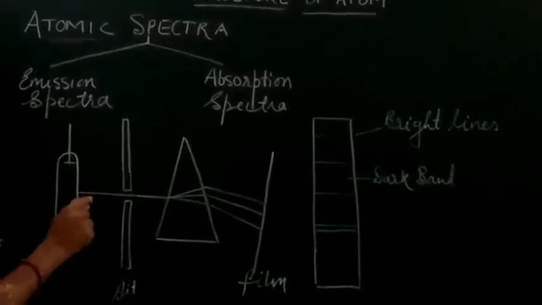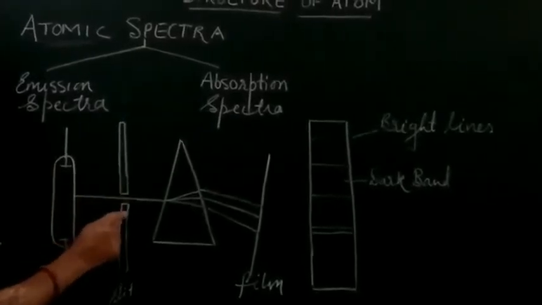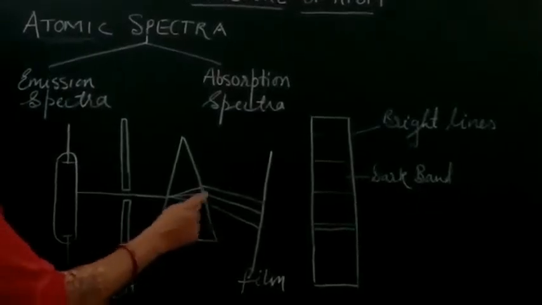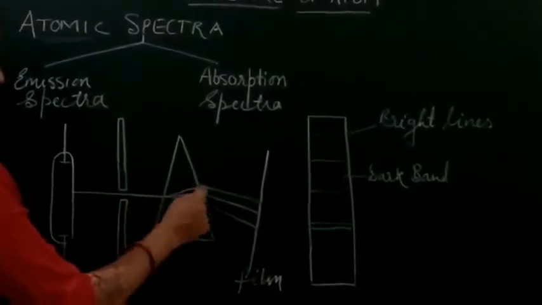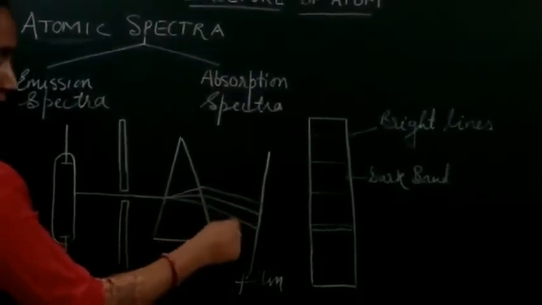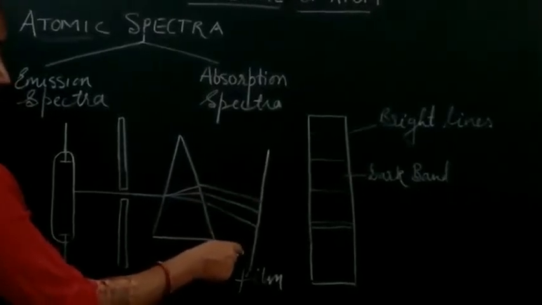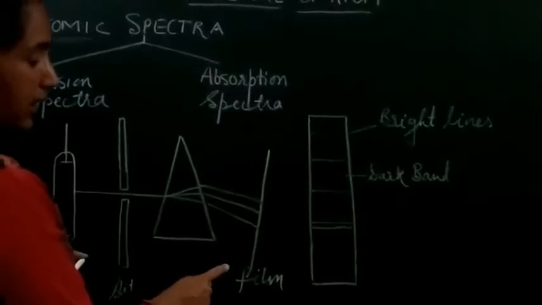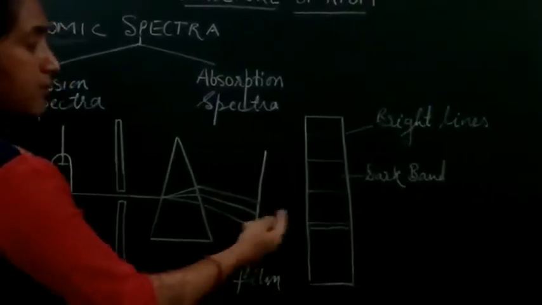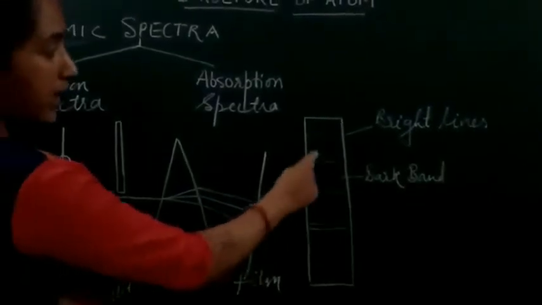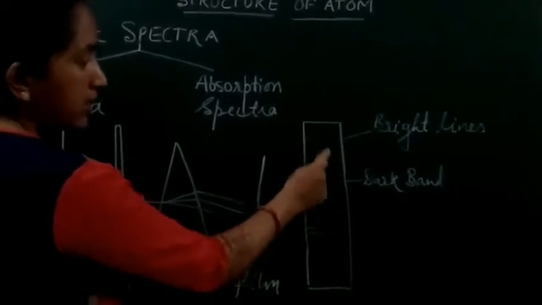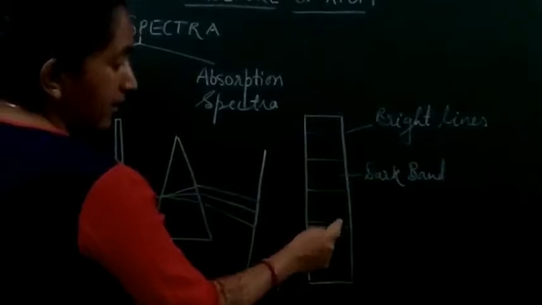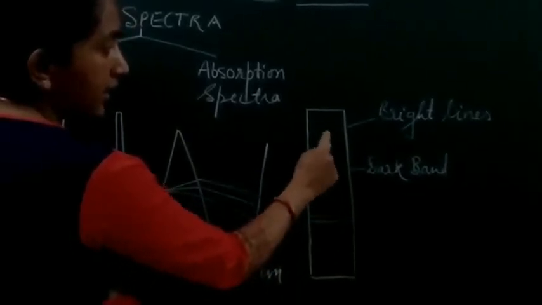Those radiations are made to fall through the slit on the prism. Dispersion takes place, and we get the radiation split up into different colors of different wavelengths. When the photographic film is developed, we observe bright lines. These bright lines are separated by a dark band, and these straight lines indicate the bright lines.